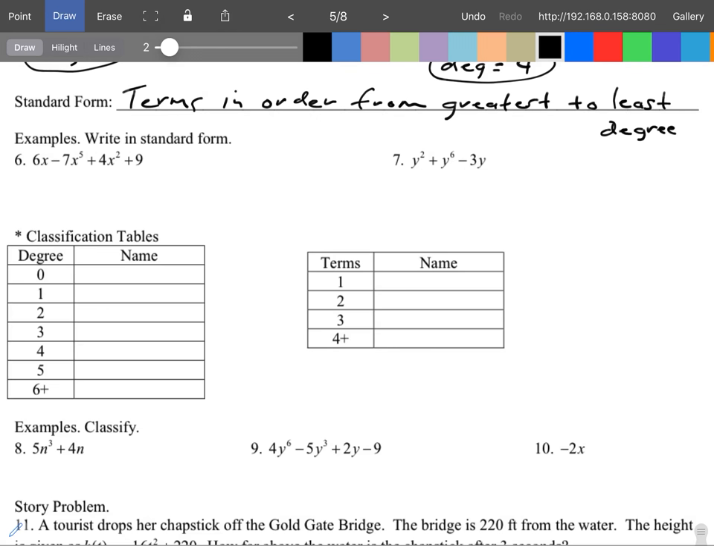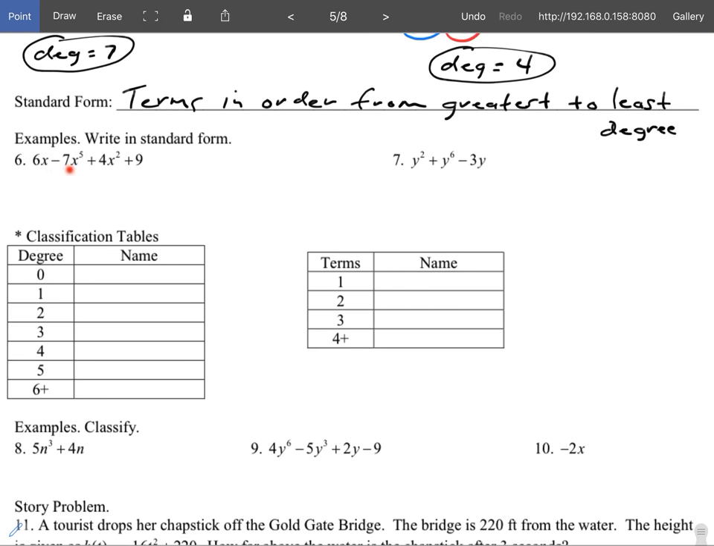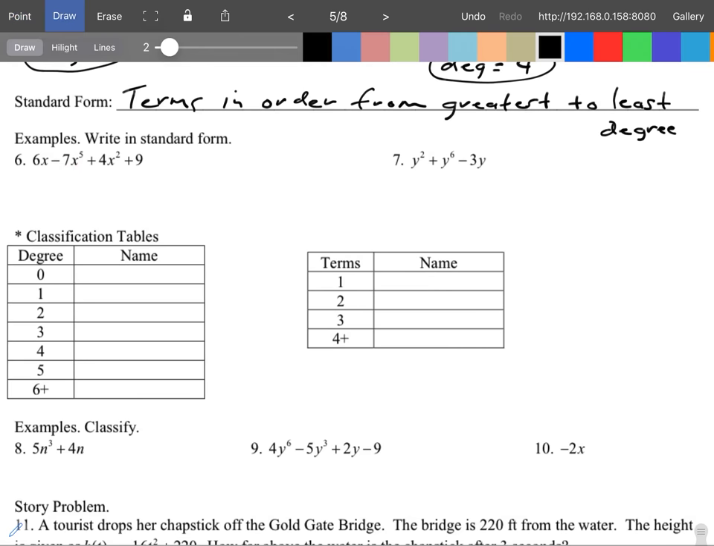Okay, so if you look at number 6, you just got to write it in order with descending powers. So your highest power term is going to go first. Now, if that term happens to have a subtraction symbol in front of it, then that subtraction needs to go with that term as a negative out in front, okay? So if you look at number 6, my highest power term is right here. It's the negative 7x to the 5th. So that goes first. So it's negative 7x to the 5th.